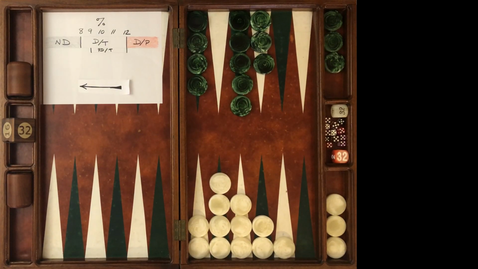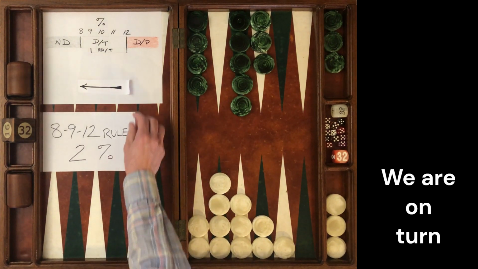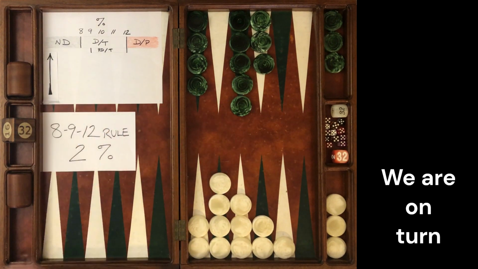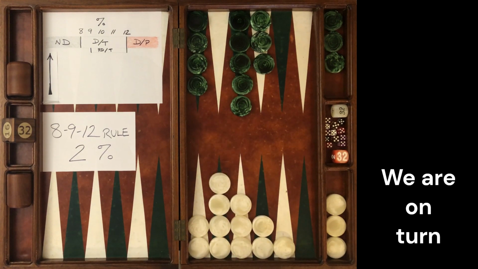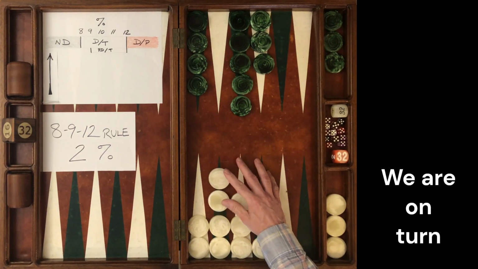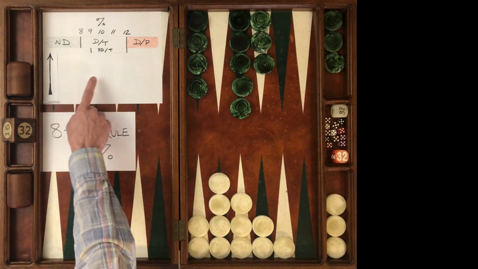This is our second position. If we do our count, we'll find that our 8, 9, 12 rule is at 2%, pretty far down. We have close to perfect distribution here, and our opponent has this big gap on the 5 point. The stacks we have here are smaller than our opponent's. So we have a pretty big jump here.